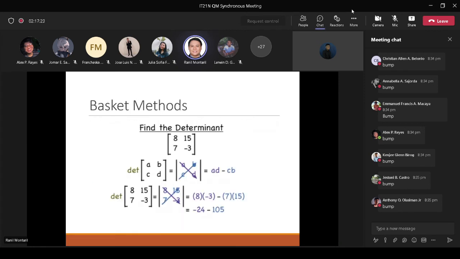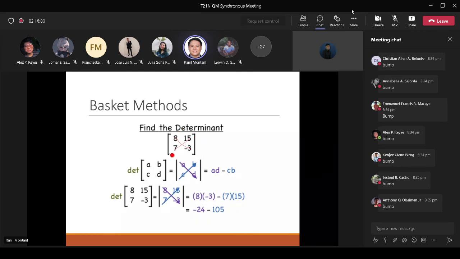So in order to find the determinants by the basket method, you have to multiply. Given this matrix, i-multiply natin yung pababa, no? You just have to do a crisscross. The product of the basket going down minus the product of the basket going up. So therefore, if you're going to get the determinants of matrix A, B, C, D, it is equal to A times D minus CB.